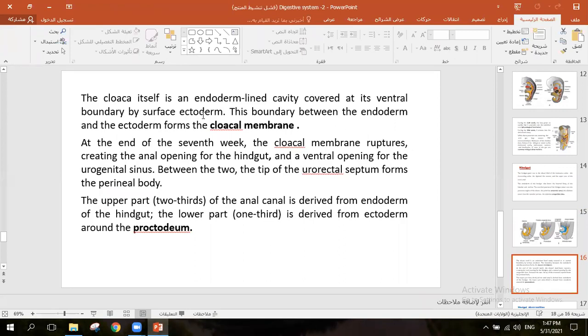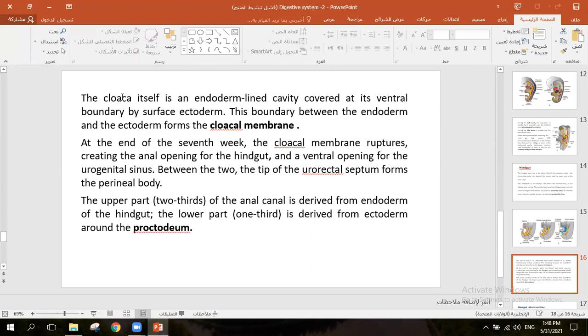The boundary between endoderm and ectoderm forms the cloacal membrane. At the end of the seventh week, the cloacal membrane ruptures, creating an anal opening for the hindgut and a ventral opening for the urogenital sinus. Between the two, the tip of the urorectal septum forms the perineal body.